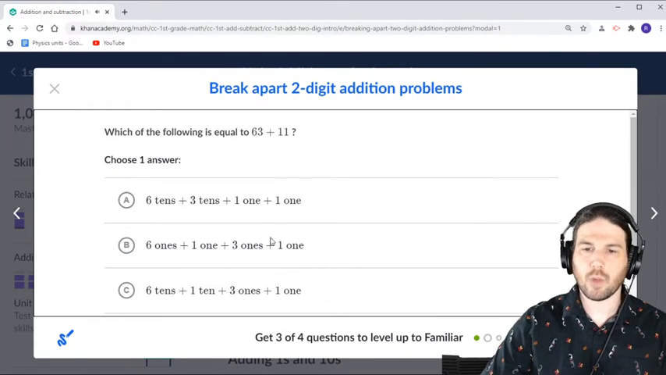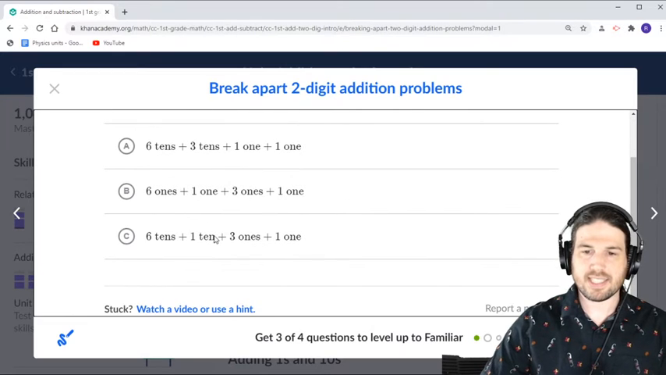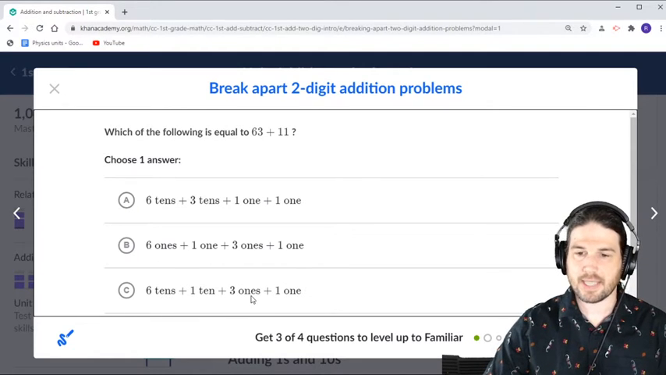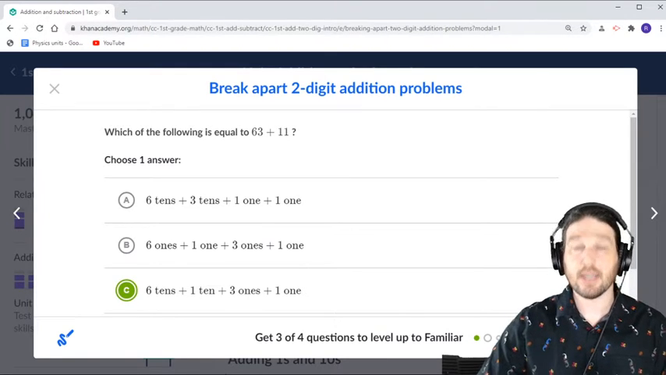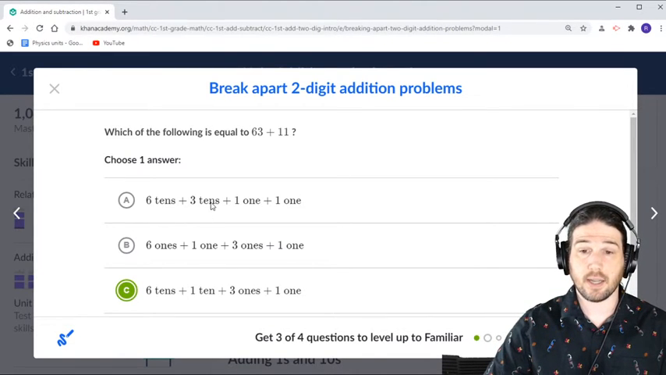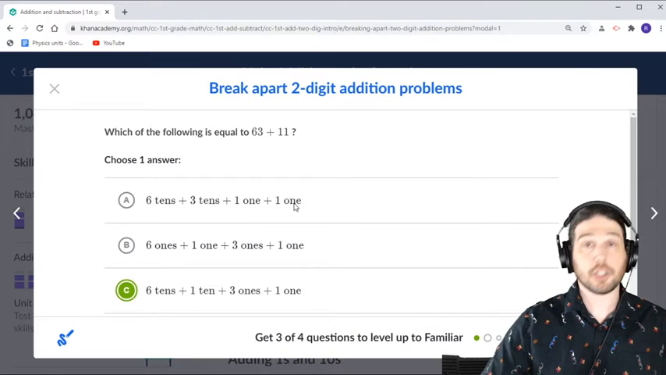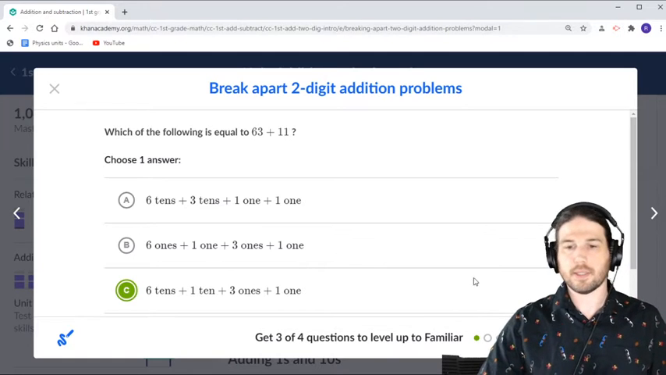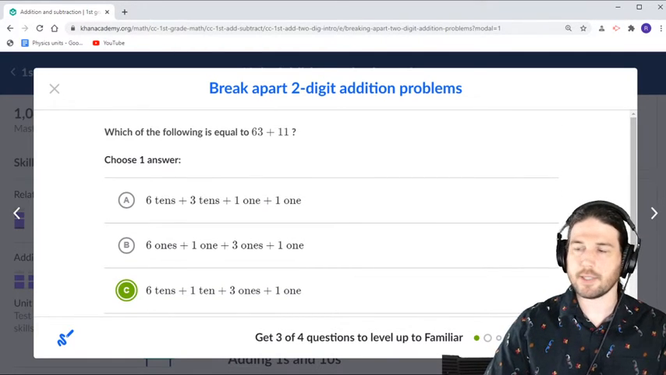63 plus 11, well, let's see. 63 is 6 tens and 3 ones. C has 6 tens and 3 ones. 11 is 1 ten and 1 one, so I think it is C. But let's double check the other answers just in case. 6 tens plus 3 tens is 90, plus 2 ones is 2. So A would be 92, so that's wrong. And then for B, it's all ones, so we get 6, 7, 8, 9, 10, 11 ones. So, I believe C is the correct answer here.